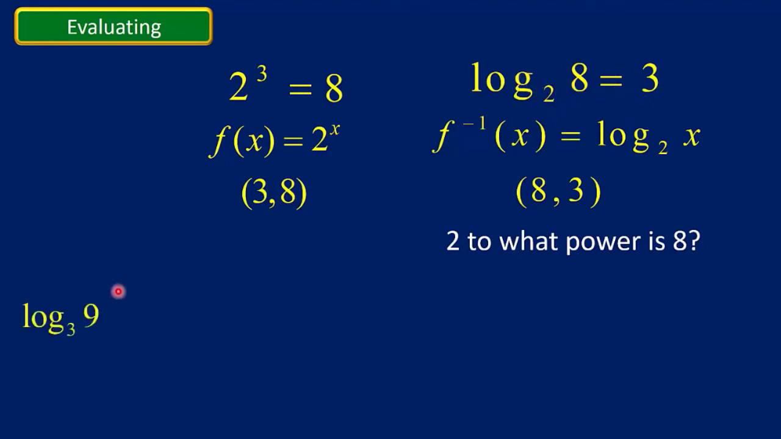So let's look at some more. Log base 3 of 9. 3 to what power equals 9? 2. See? Just think about it a little bit. Log base 5. 5 to what power equals 25? 3. See? 5 to the third power. Well, I said 25. 125.